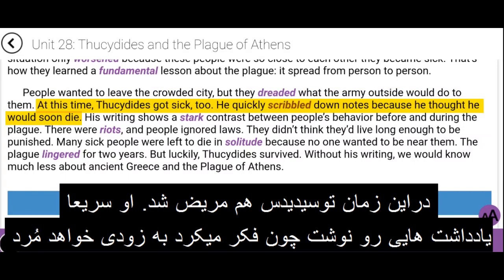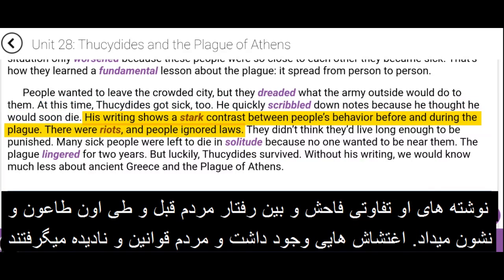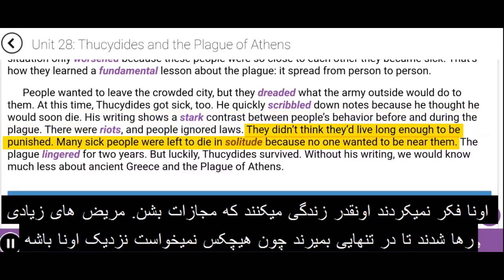At this time, Thucydides got sick too. He quickly scribbled down notes because he thought he would soon die. His writing shows a stark contrast between people's behavior before and during the plague. There were riots, and people ignored laws. They didn't think they'd live long enough to be punished.